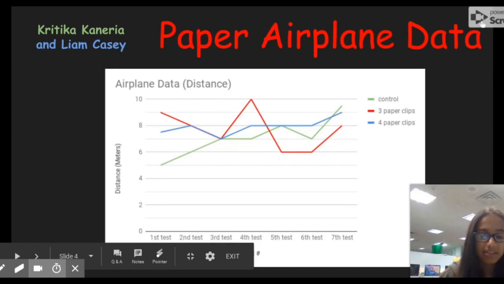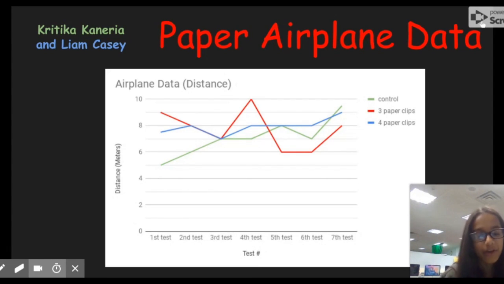So for our paper airplane data, we decided to do 3 trials. The first one was the control with 2 paper clips at the bottom. The second one had 3 paper clips, and the third one had 4 paper clips to increase the weight.